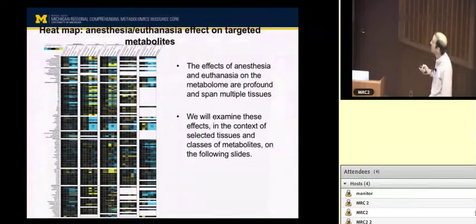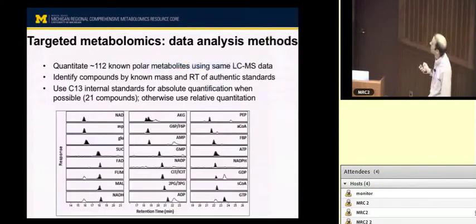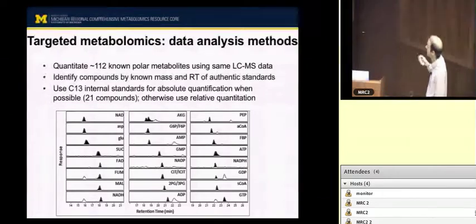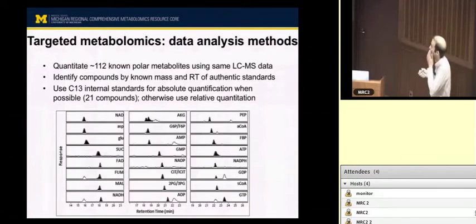So then let's look a little bit more specifically in a targeted way. So in terms of the targeted metabolomics, this method that we were using was a sort of semi-targeted approach. So we're not doing absolute quantitation. We're just doing relative quantitation in 112 known polar metabolites that can be analyzed using the same LC-MS data. We can identify them by known mass and retention time of authentic standards. And we used C13 internal standards to normalize when possible for 21 compounds. Everything else was relative quantitation.